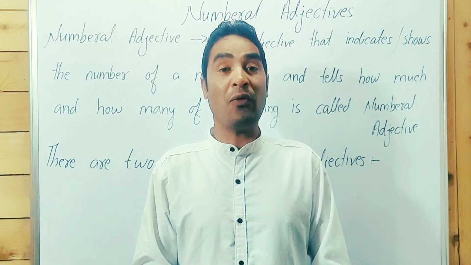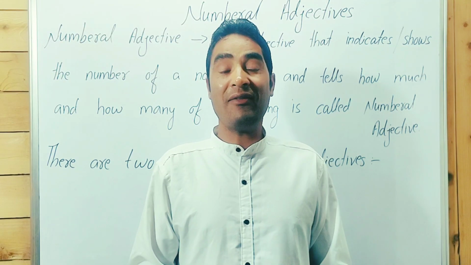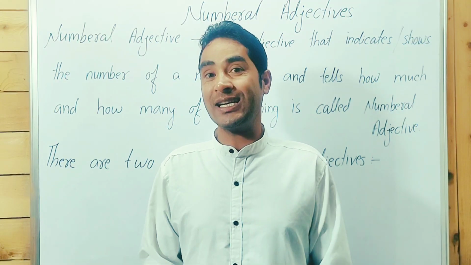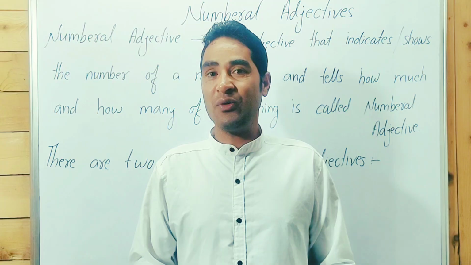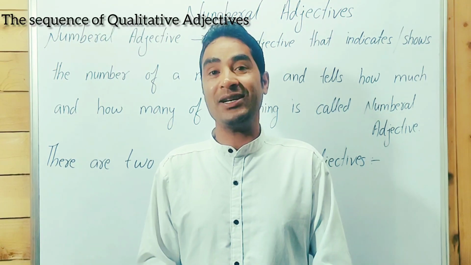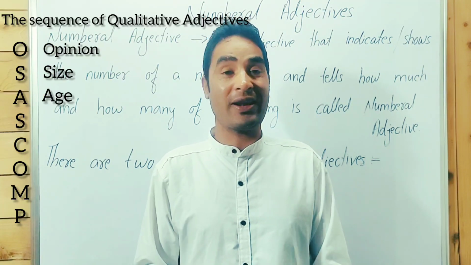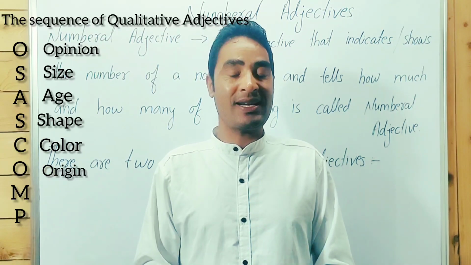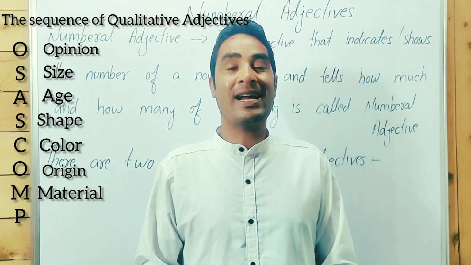And in the third video of adjective, we learned about qualitative adjectives. We also learned about the sequence of adjectives. When two or more adjectives are used in a sentence, we have to write them in an order, in a sequence. The sequence of qualitative adjectives is OSASCOMP. O stands for opinion, S stands for size, A stands for age, again S stands for shape, and C stands for color, O stands for origin, M stands for material, and P stands for purpose.